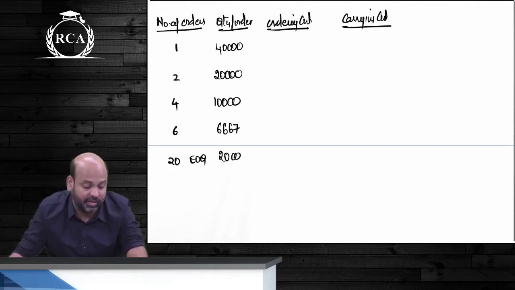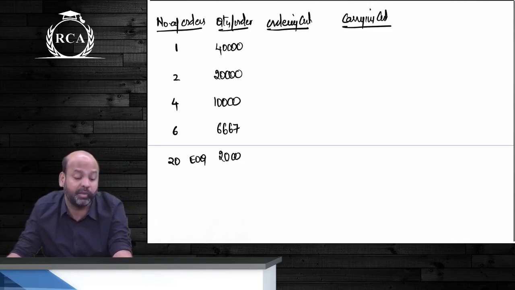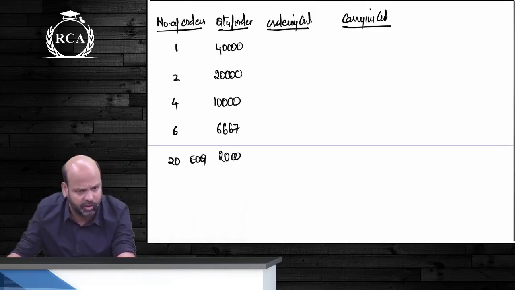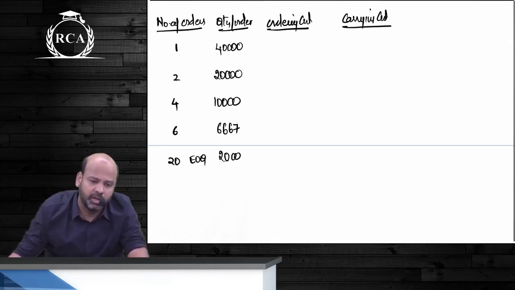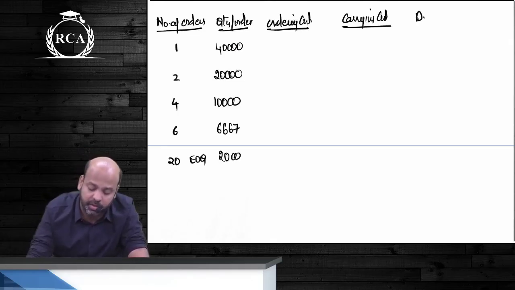You will compute total carrying cost, which will be half of quantity ordered into carrying cost per unit per annum. I know there is safety stock. Actual average inventory will be safety stock plus half of quantity ordered. We will just write a note below that apart from the above, the company will also incur carrying cost on safety stock, irrespective of the quantity ordered. Then from this, you're going to deduct the amount of discount, and this will be the net amount.